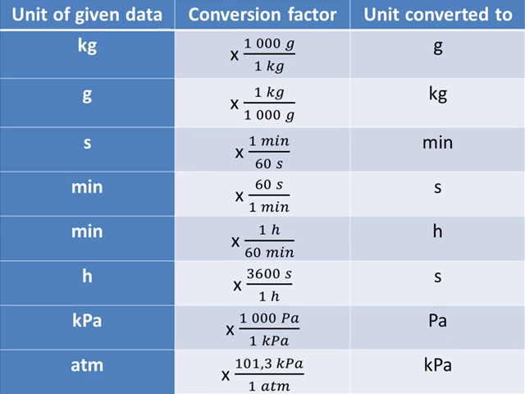Here are some more useful conversion factors. 1,000 grams is the same thing as 1 kilogram, since kilo means 1,000. 1 minute is the same as 60 seconds. 1 hour is the same as 60 minutes. 3,600 seconds is the same as 1 hour. 1,000 pascals is 1 kilopascal, since kilo means 1,000. 101.3 kilopascals is the same as 1 atmosphere.